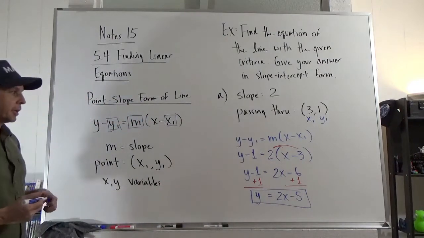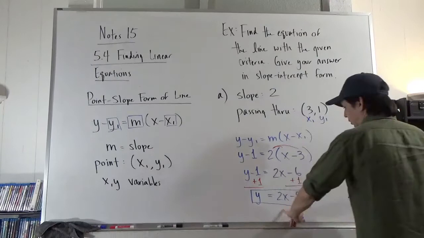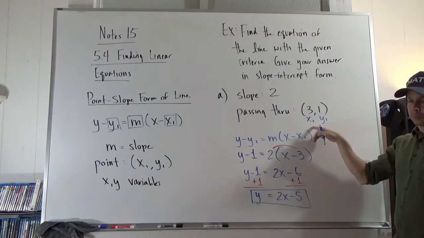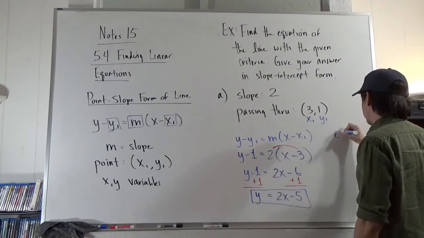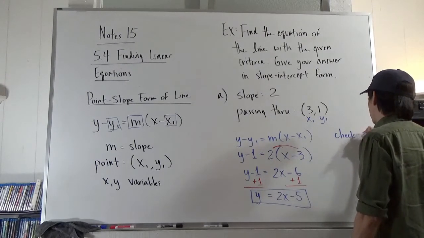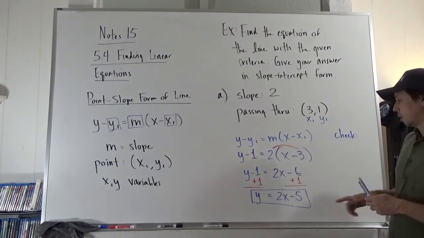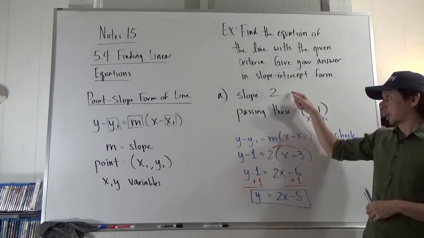Okay, and if I've done everything correctly, it should be a line that has slope 2, and it should be a line that passes through or contains a point 3, 1. How can I check that? This is optional, it's not necessary. If I did everything correctly, I'm fine. But if I did want to check it, first of all, I can glance at it and verify the slope is 2. So check on that.